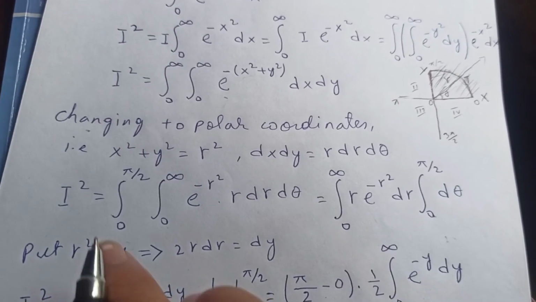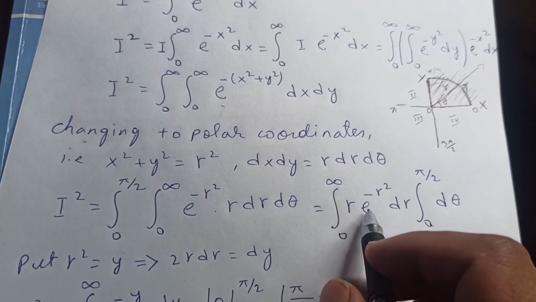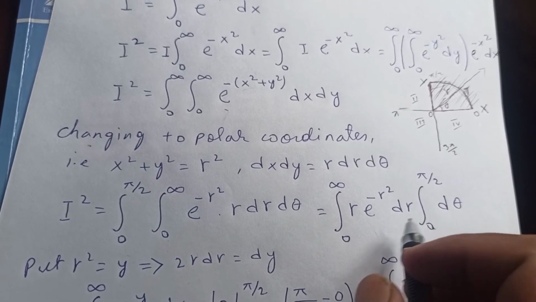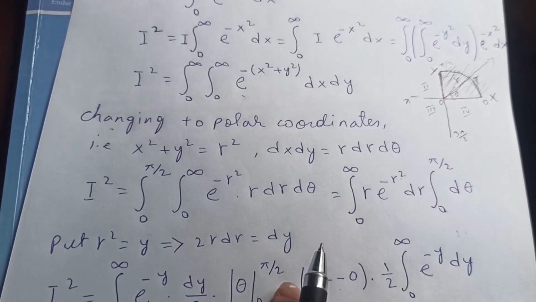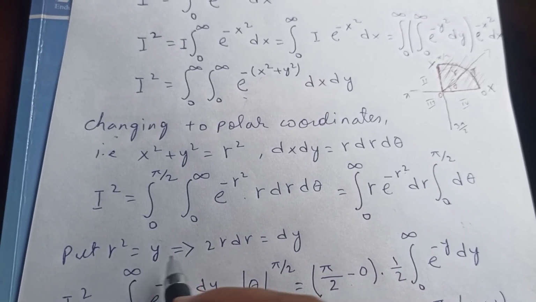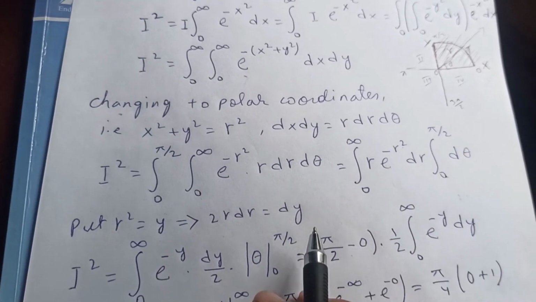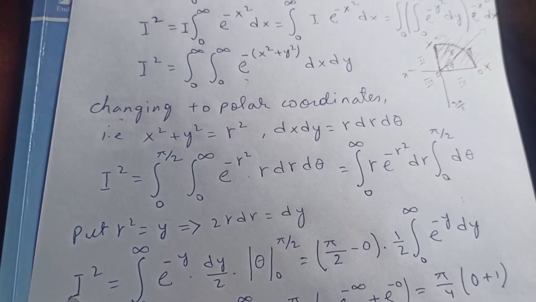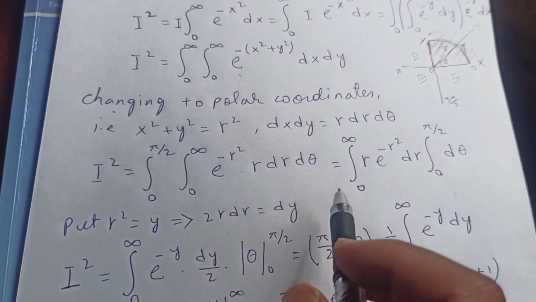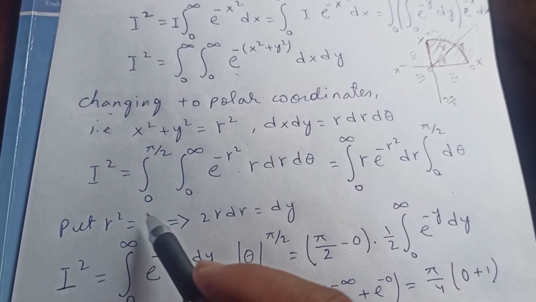Now we are going to evaluate these two integrals: the integral from 0 to infinity of r e to the negative r square dr, and the integral from 0 to pi over 2 of d theta. Separating them, now put r square equal to y, which implies 2r dr is dy, if you differentiate. For this first integral, the bounds do not change. If r is 0, then y is 0. If r is infinity, y is infinity.